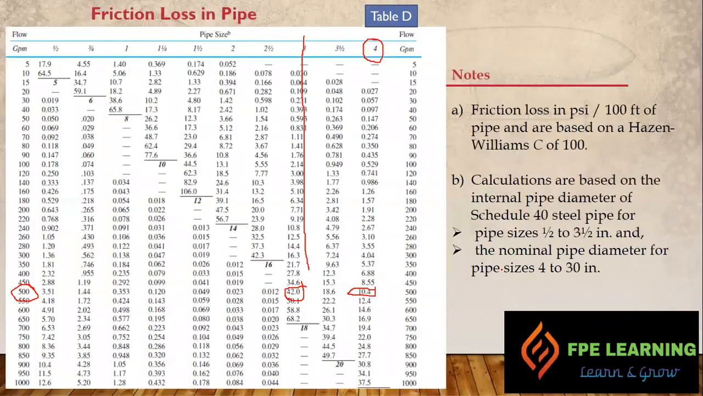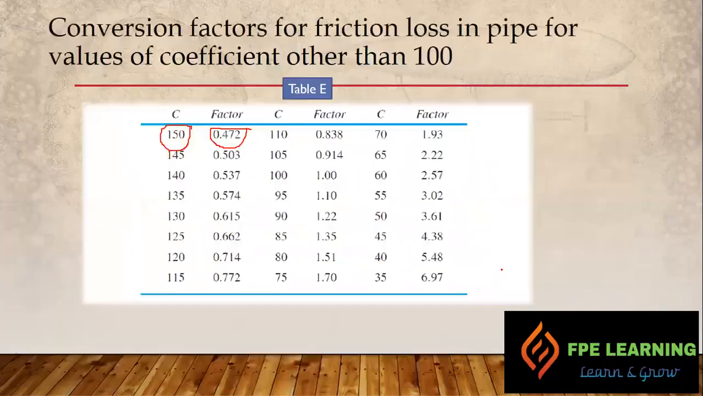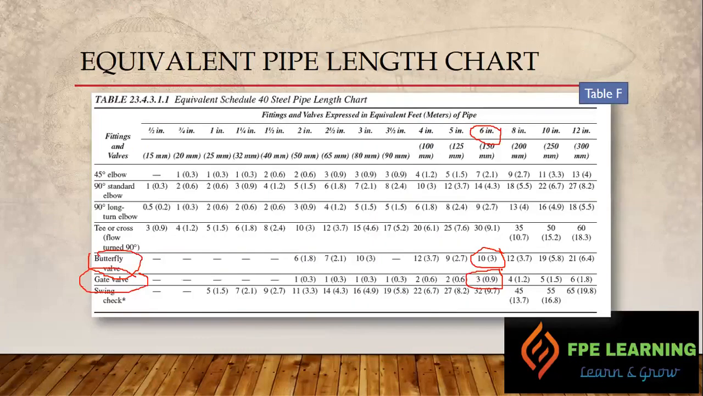Remember we discussed this table, which is for the straight pipe, for C100 and schedule 45. Then we discussed the equivalent pipe length chart for common fittings. Common means the ones which are available in the market easily, like elbows, tees, crosses, butterfly valves, swing check valves, gate valves, and so on.